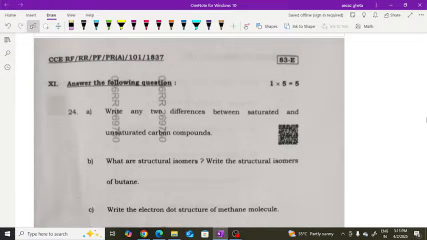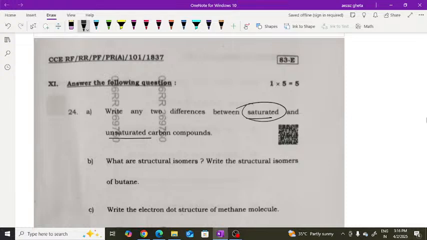Very good, Akanksha. Write any two differences between saturated and unsaturated hydrocarbons. Saturated has a single bond between carbon atoms, unsaturated has a double or triple bond. The saturated hydrocarbon includes alkane. Unsaturated hydrocarbon includes alkene and alkyne. Saturated hydrocarbons are less reactive. Unsaturated hydrocarbons are more reactive. Saturated hydrocarbons undergo substitution reaction. Unsaturated hydrocarbons undergo addition reaction.